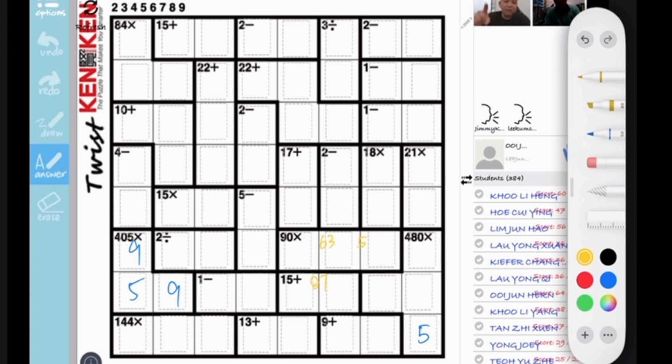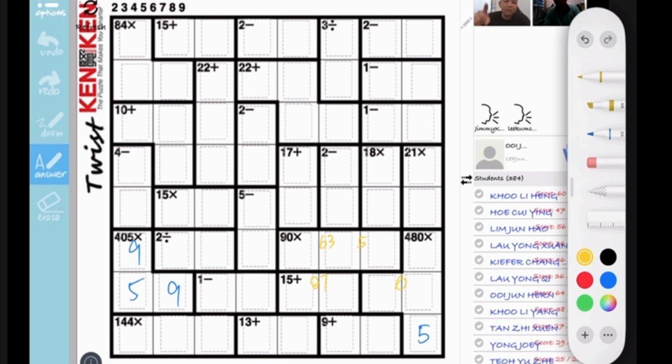And then looking at the second last row, we have used 5, 7, 8, and 9, so we are left with 2, 3, 4, and 6. 6 cannot be in the 1 minus here, so 6 must be here. Okay.